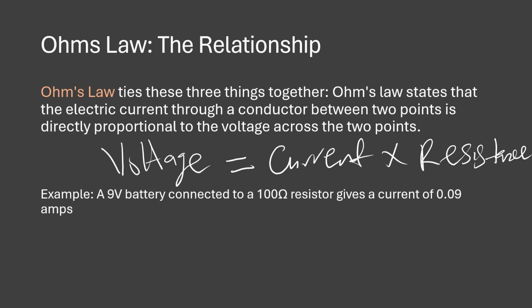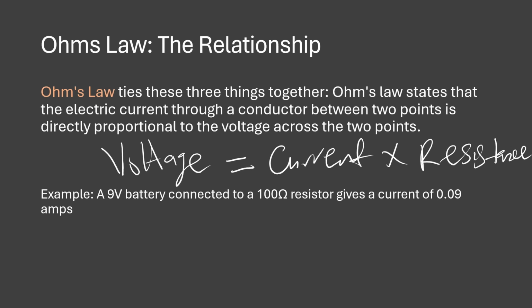If I have an example, a 9-volt battery connected to a 100 ohm resistor gives a current of 0.09 amps. What does it really mean? We have a 9-volt battery, we have a load. It can be a resistor, an LED load, or anything that is 100 ohms. And with this, we can say that the current passing through the circuit is simply 0.09. So we use Ohm's law to get these derivations.